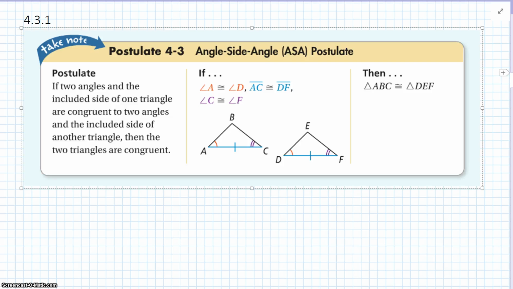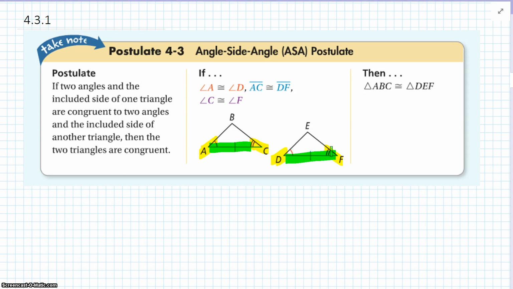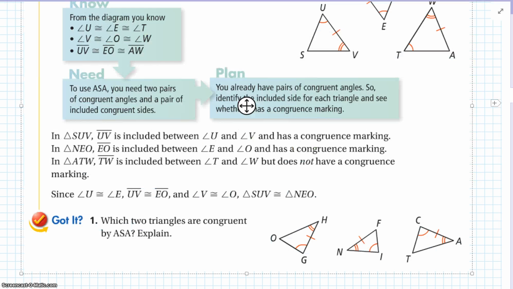If two angles and the included side of one triangle are congruent to two angles and the included side of another triangle, then the two triangles are congruent. So in this example, if angle A is congruent to D and C is congruent to F, and the included segment between those two are congruent, then the triangles are congruent. Alright, it's angle, side, angle, just the way it reads. So it has to be an angle, the next thing better be a side, and then the next angle.